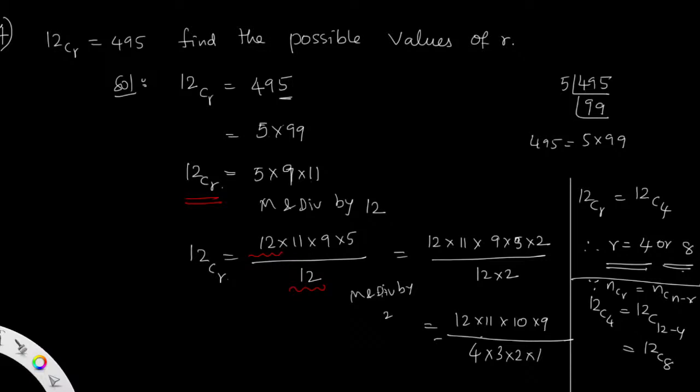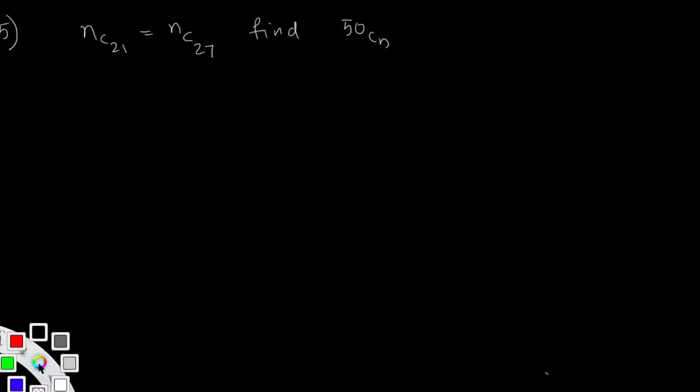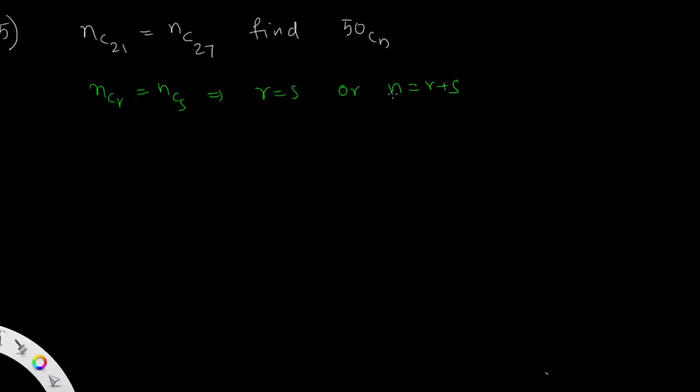Calculation purpose only, Nana. Just small problems they both are. And next question number 5. If nC21 equal to nC27, find the value of 50Cn. If nC21 equal to nC27, the basic formula we have learned just now: if nCr equal to nCs, then r equal to s or n equal to r plus s. This is the basic formula.